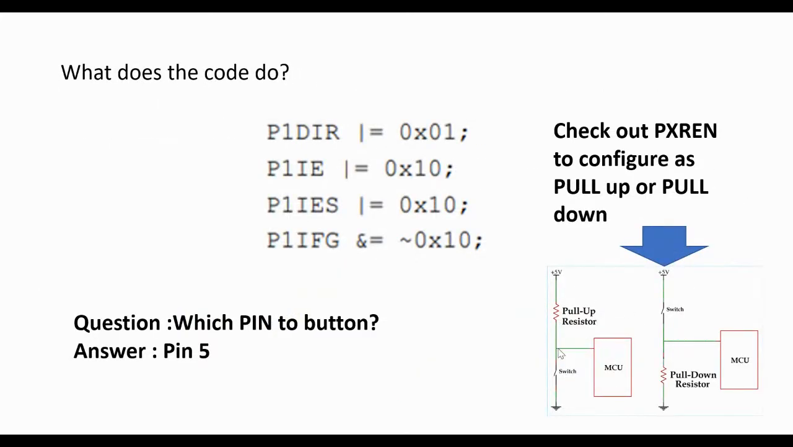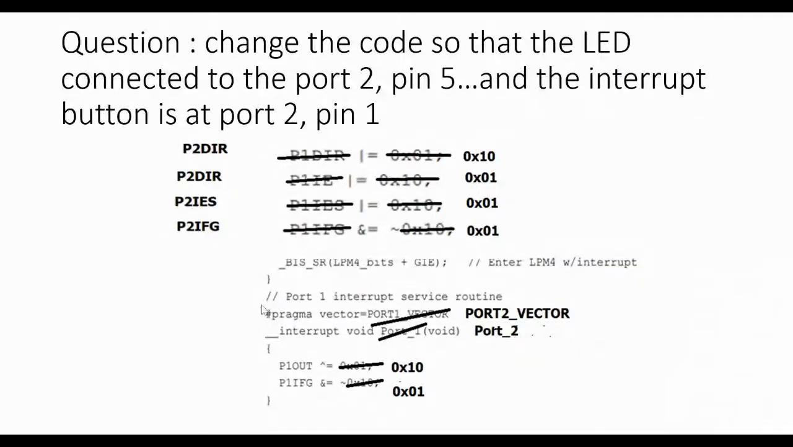I will connect this MCU. This one will be port 2, connected to the first pin, and the rest are connected to port 1. So the button is connected to pin 1, whereas the LED is connected to pin 5. So it's an inverse. And this one will be changed to port 2 vector, port 2, and this one will be port 2 out, port 2 IFG.